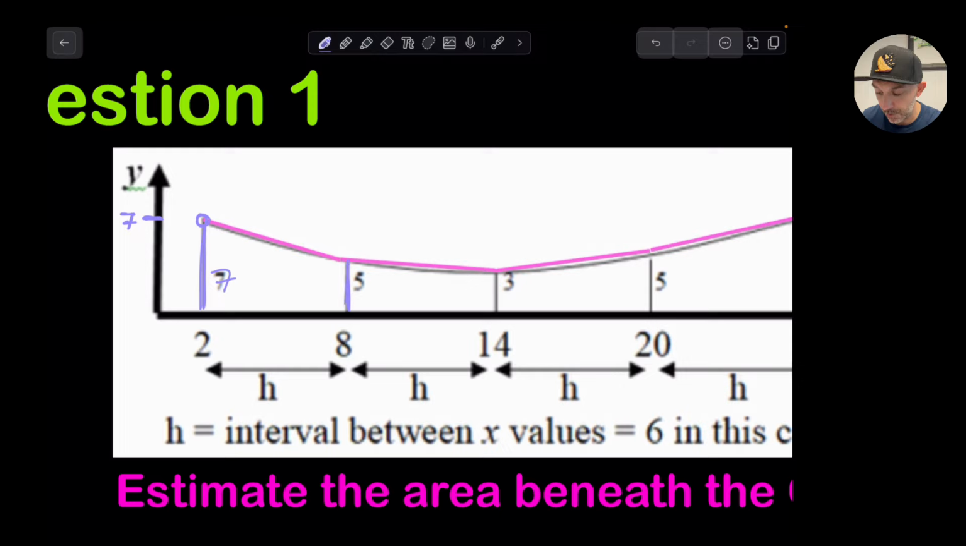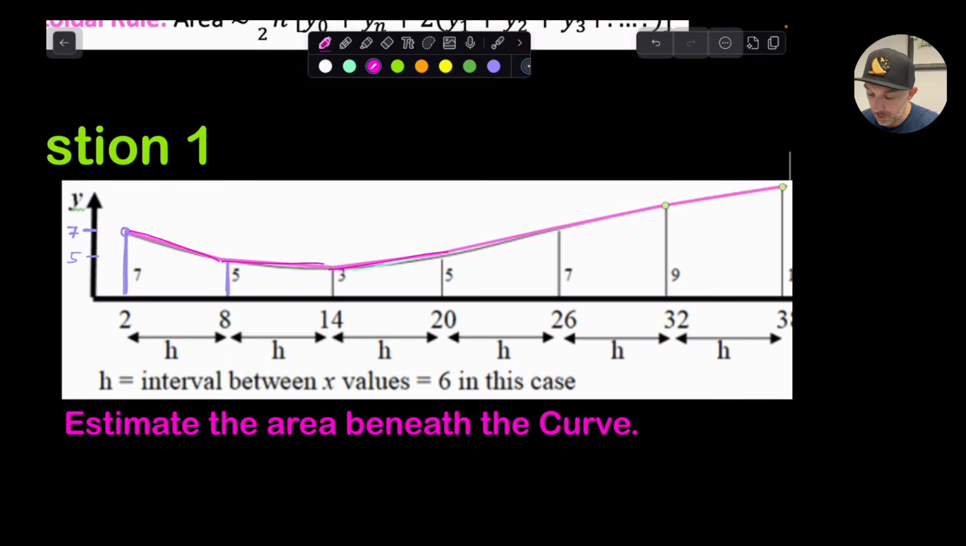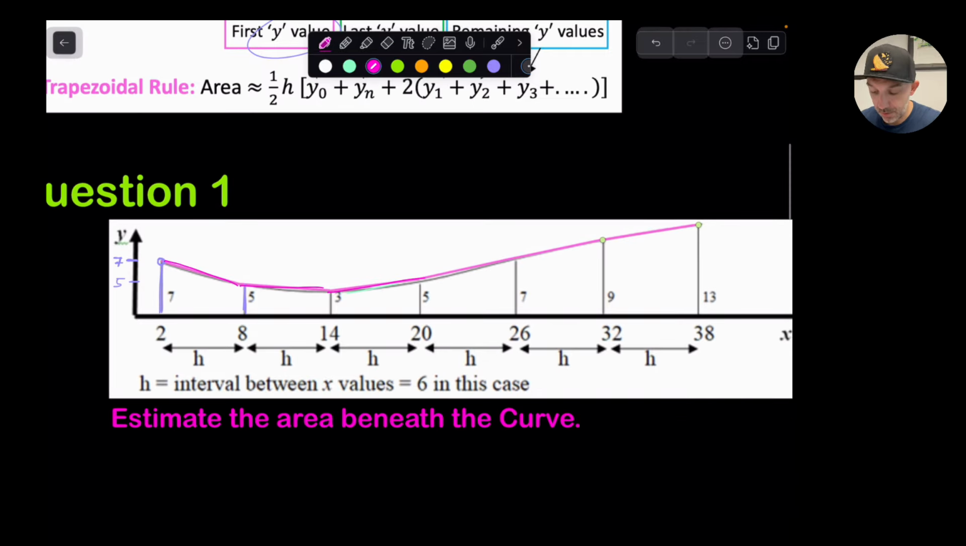And now we have one that is 5. Okay, so 5 would be on the y-axis, and so on. So all these lengths have really been given to you. Okay, so now we have 1, 2, 3, 4, 5, 6 subintervals. So we've got 6 trapeziums, all with equal widths.